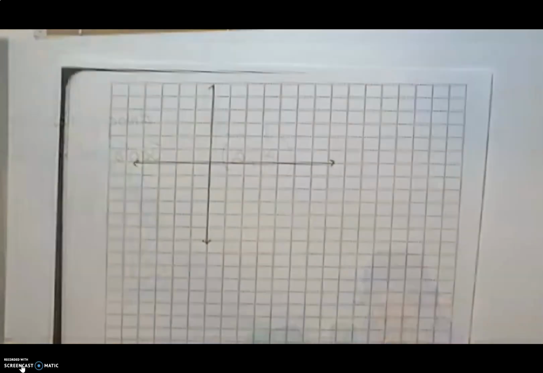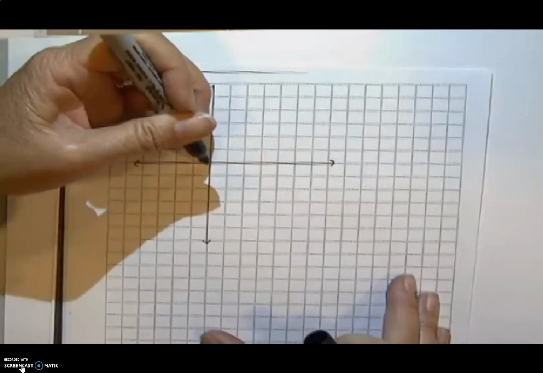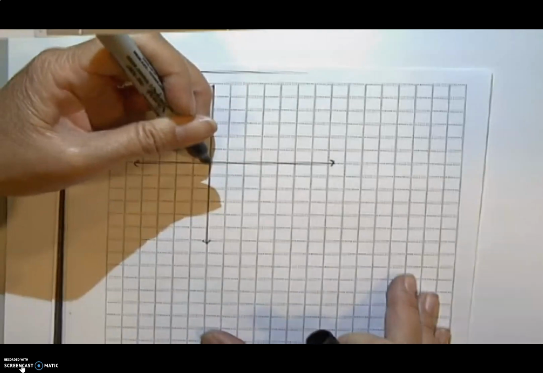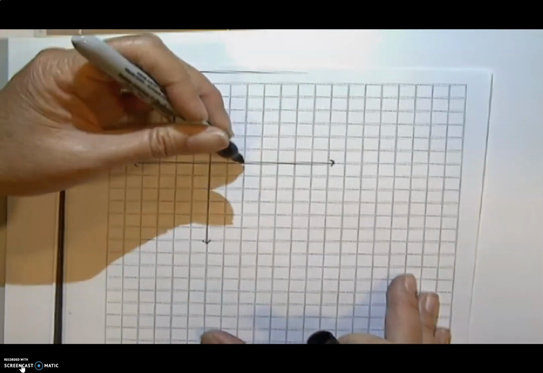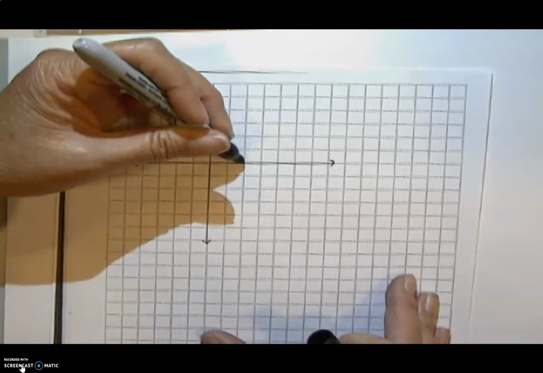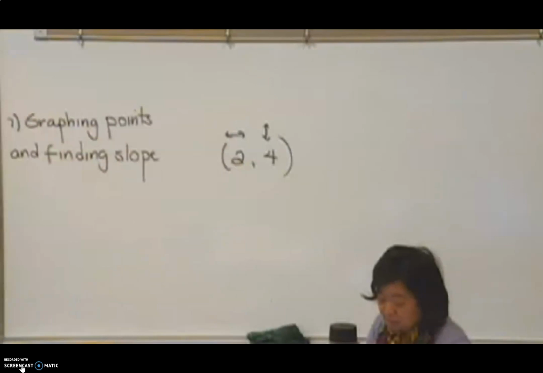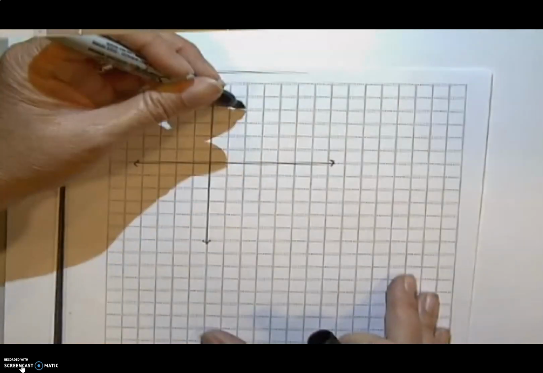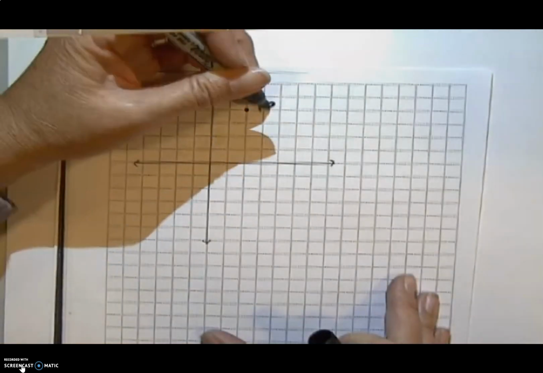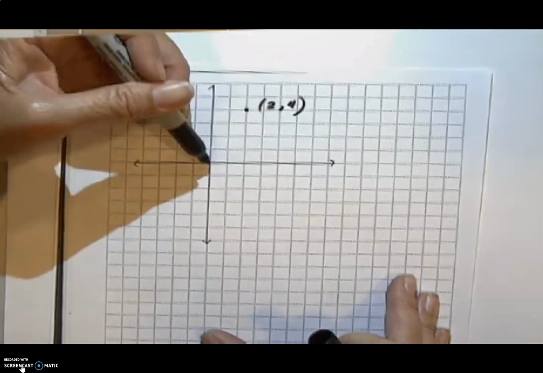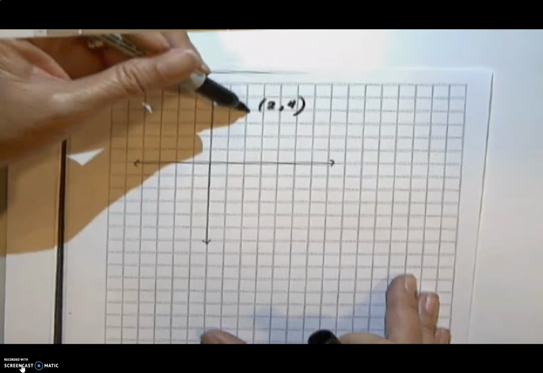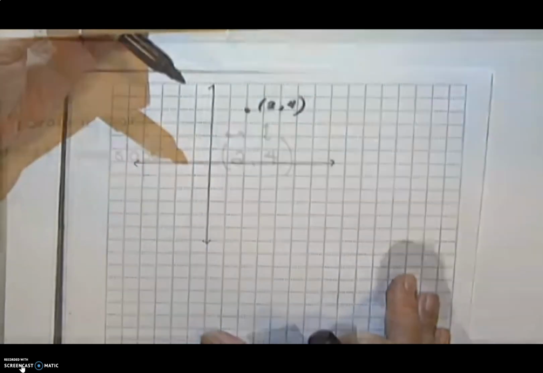We always start counting from this part here, which is called the origin. So from here, since our first number was a 2, we're going to go to the right 2. We're just going to pause there. We're not going to make a dot or anything. We're just going to rest for a moment and look at our second number, which is a positive 4. So we're going to go up 4: 1, 2, 3, 4. And this would be our final location. That's the point (2, 4). So again, this means go right 2, up 4, and then make a mark.